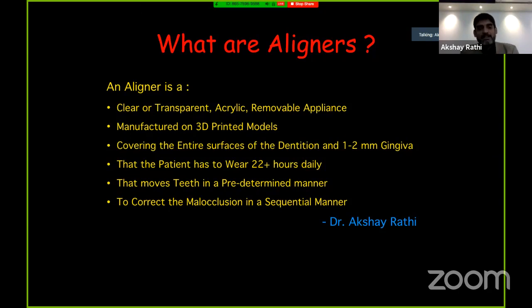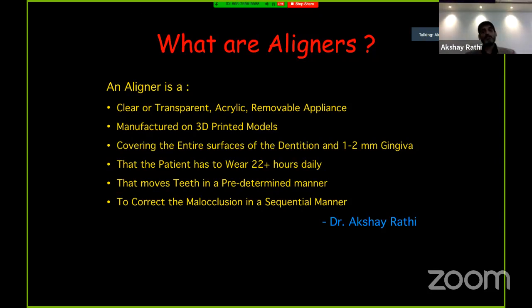And the question is, why will a patient choose aligners? A patient will choose aligners if and when that patient does not want the appliance to be seen. The patient does not want the braces to be visible. The patient wants control of the treatment in his or her hand, and the patient is educated and is financially stable enough to give you the increased cost which this premium treatment offers.